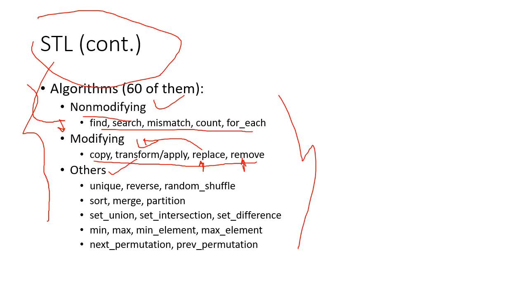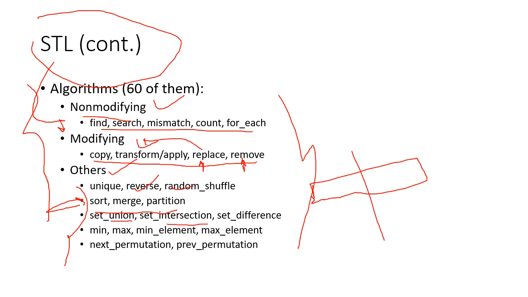Okay, then what is written over here, that others are unique, reverse, random, shuffle, sort, merge. Sort, you have a completely different topic. Quick sort, selection sort, then merge, then partition. We will be dividing, sometimes, the array into some parts. Partition. Set union, set intersection.